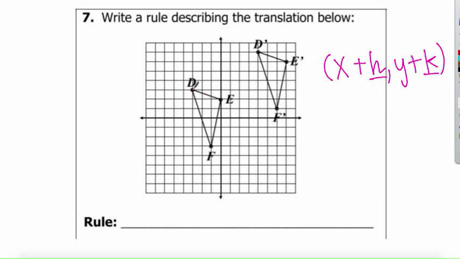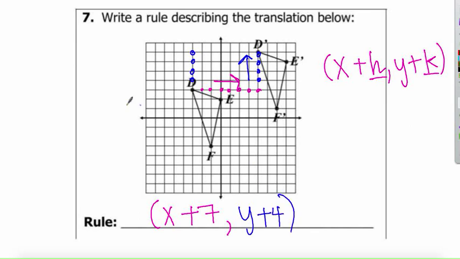moved. So D went to the right, 1, 2, 3, 4, 5, 6, 7. So it went to the right 7, and since I went to the positive 7, my rule is going to say x plus 7. Now when I'm looking at what happened on y, D went up 1, 2, 3, 4. So the positive movement on y was going up 4, so it is y plus 4.